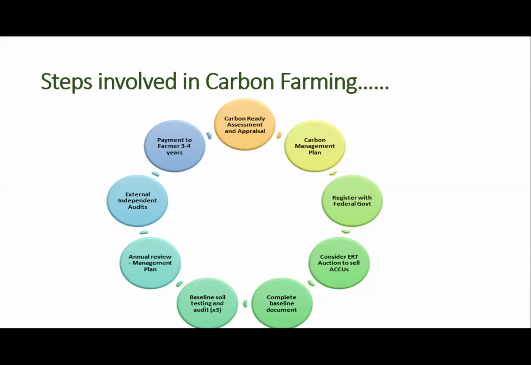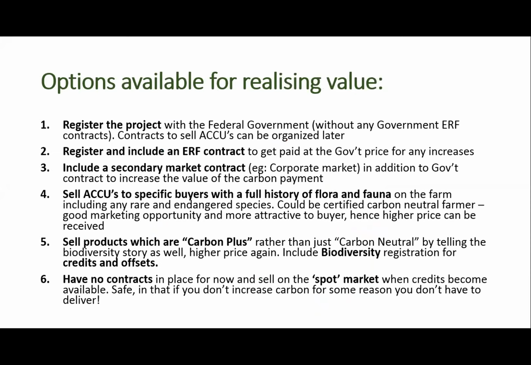There are options available for realising value or for making money. Registering the project, that goes without saying. You can register and include an ERF contract to get paid by the government at the government price. You can actually include a secondary market contract, such as a corporate market contract, in addition to your government contract. And you can also sell ACCUs to specific buyers and include a full history of your flora and your fauna on the farm. And that might include any rare and endangered species. You could be certified carbon neutral.